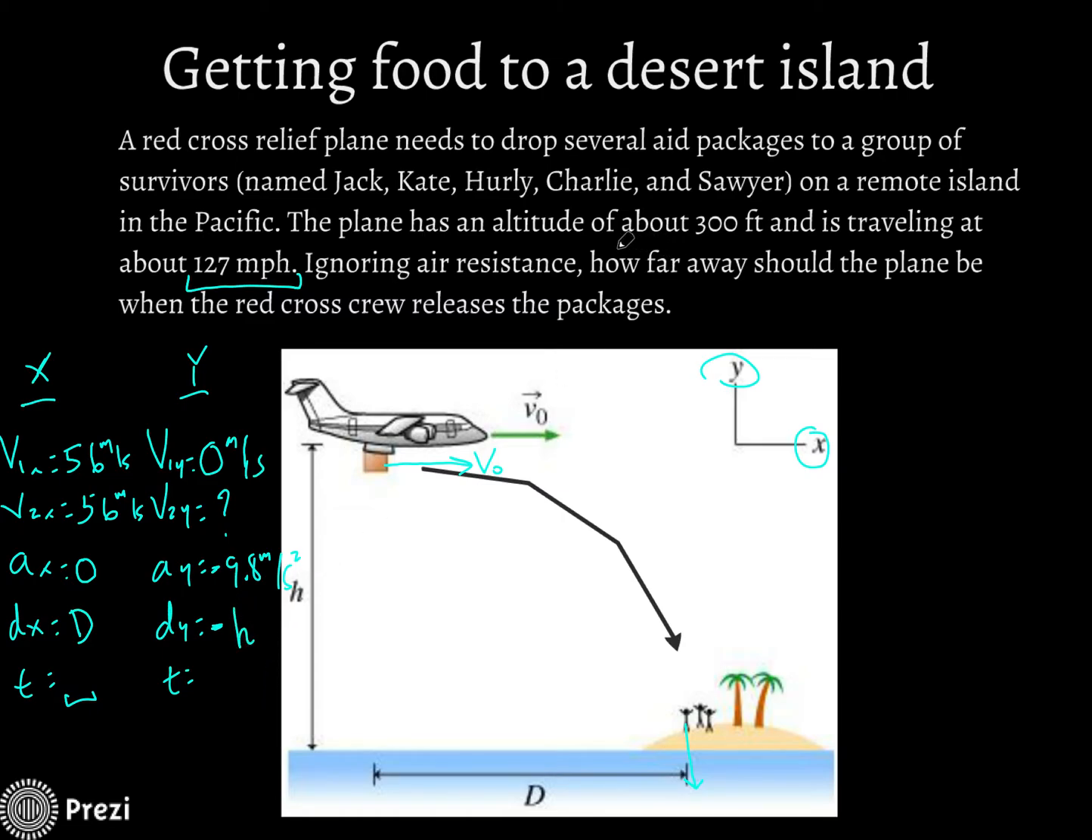Which, it says altitude of about 300 feet, so we actually know the value of that, all right? Which we're gonna find out again from Siri. Hey Siri, what is 300 feet in meters? 300 feet is 91.44 meters. Thank you, Siri.